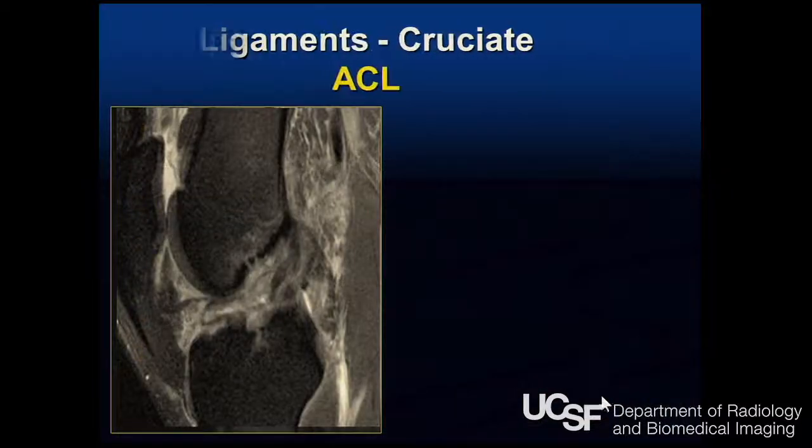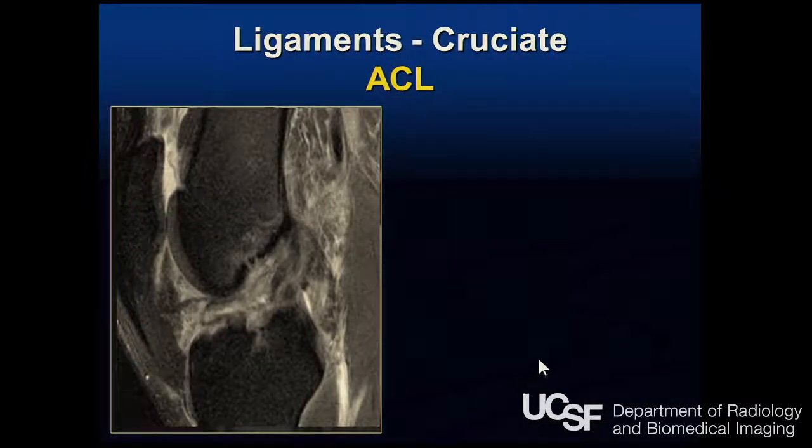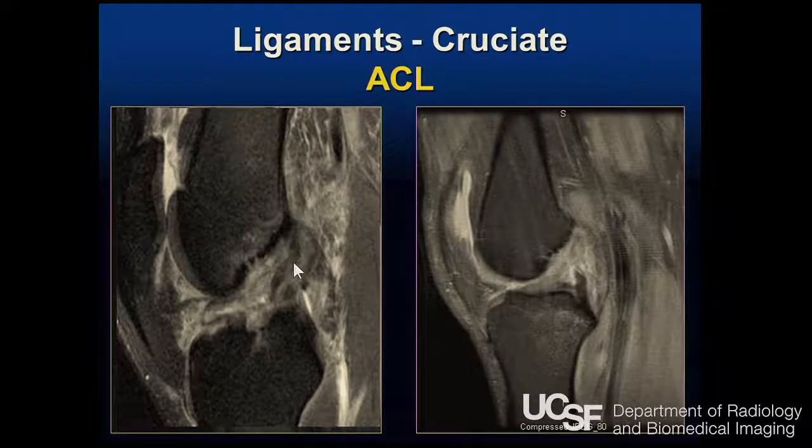Moving on to the ligaments, this is an example of the first ligament tear that we're going to describe, and probably the most common ligamentous tear that you'll see in clinical practice. This is a complete tear of the anterior cruciate ligament. You can see here the disorganization of the fibers. These fibers should normally be low signal in all sequences, paralleling Blumensaat's line here.